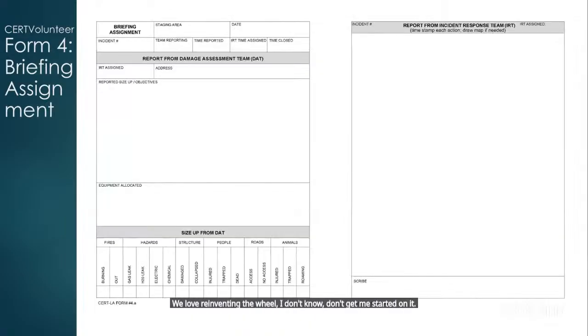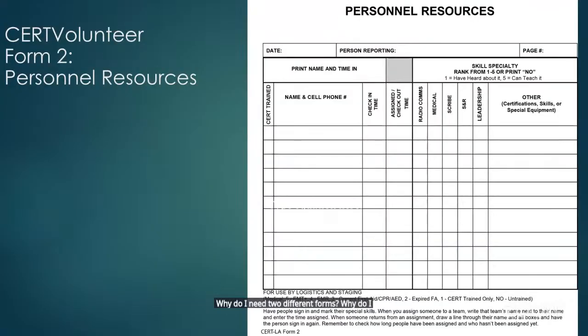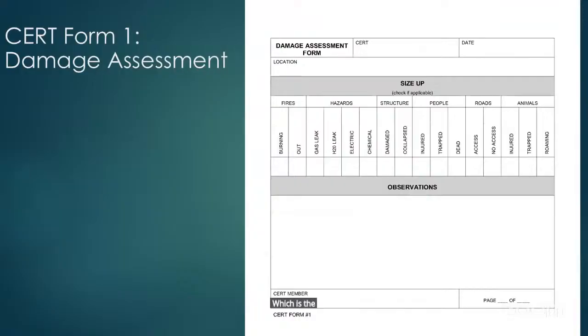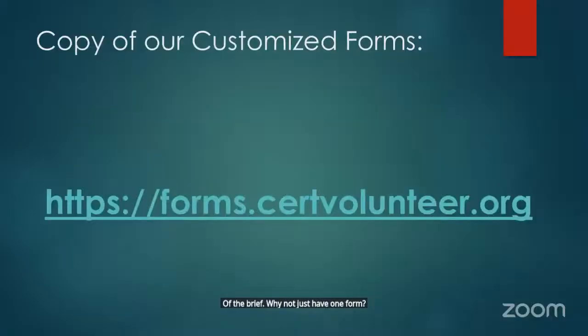And moving on. This is the customization of the briefing assignment form. I like this because you can have your damage assessment on the front and your incident response on the back. Why do I need two different forms? Do I need a form one, which is the damage assessment form, and basically the front of the briefing assignment? Why not just have one form? You can see some of our customized forms as well as I believe the actual standard forms are on here as well.